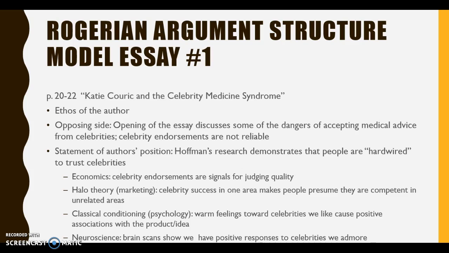So let's talk a little bit about the argument structure essay that you guys read on pages 20 and 22 in the argument textbook, Katie Couric and the Celebrity Medicine Syndrome. So first step is to sort of evaluate the ethos of the author. The book tells you that Julia Belluz is a health journalist and a journalism fellow at MIT, and that Stephen Hoffman is an assistant professor of science at McMaster University and the Harvard School of Public Health. This is an article that appeared in the LA Times, which is quite a reliable journalistic source. So we definitely see that these two authors have ethos.